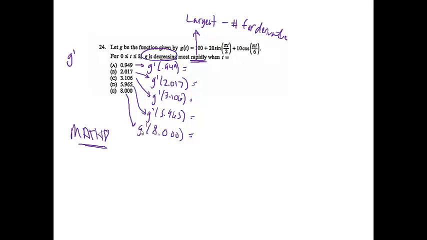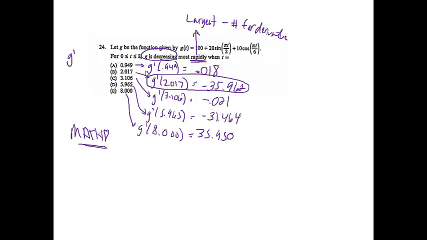So when I do that, g prime of 0.949 gives me 0.018, and g prime of 2.017 gives me -35.962. g prime of 3.106 gives me -0.021. g prime of 5.965 gives me -31.464, and g prime of 8 gives me 35.950. So when it asks me for g is decreasing most rapidly when, I said we are going to be looking for the largest negative number for my derivative. The largest negative number occurred right here. So g is decreasing most rapidly when t equals 2.017.